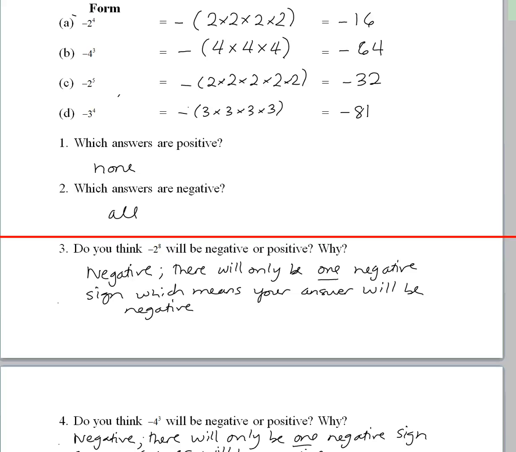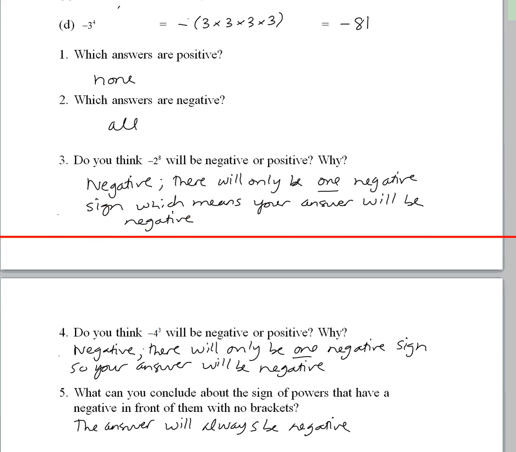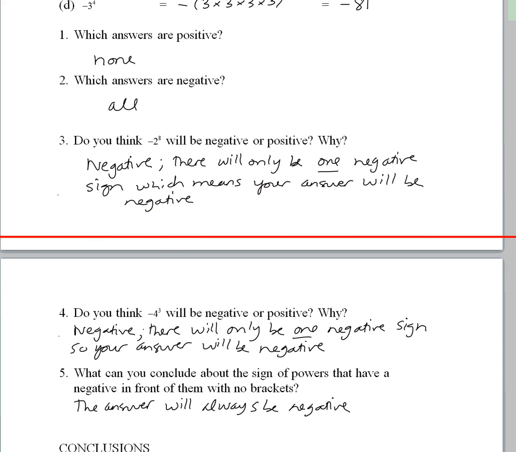So if we had to predict, what about negative 2 to the 8 without brackets, what do you think? Well, that one is going to be negative. The reason for that, even though the exponent is 8, it's 2 repeated 8 times with one negative sign. It's not negative repeated 8 times. And so because there's only one negative sign, your answer will be negative.